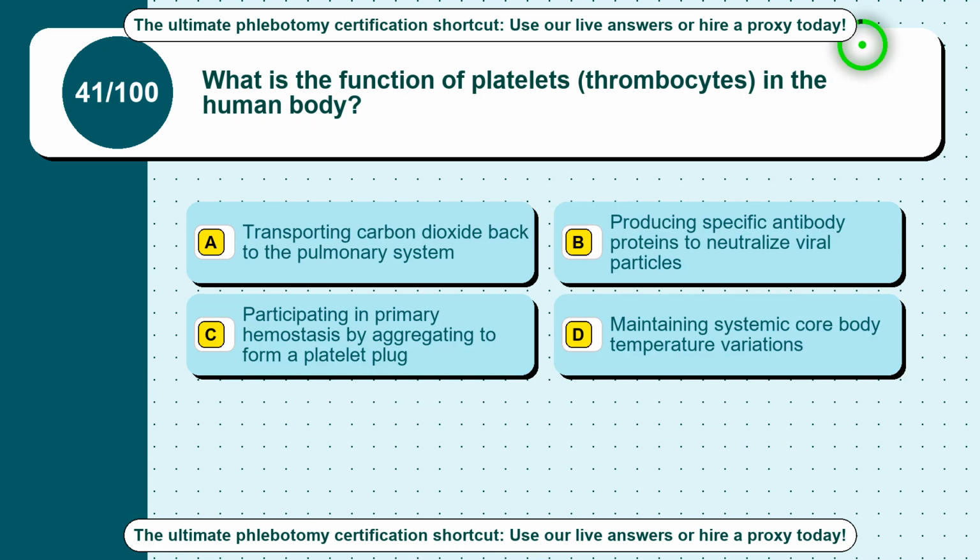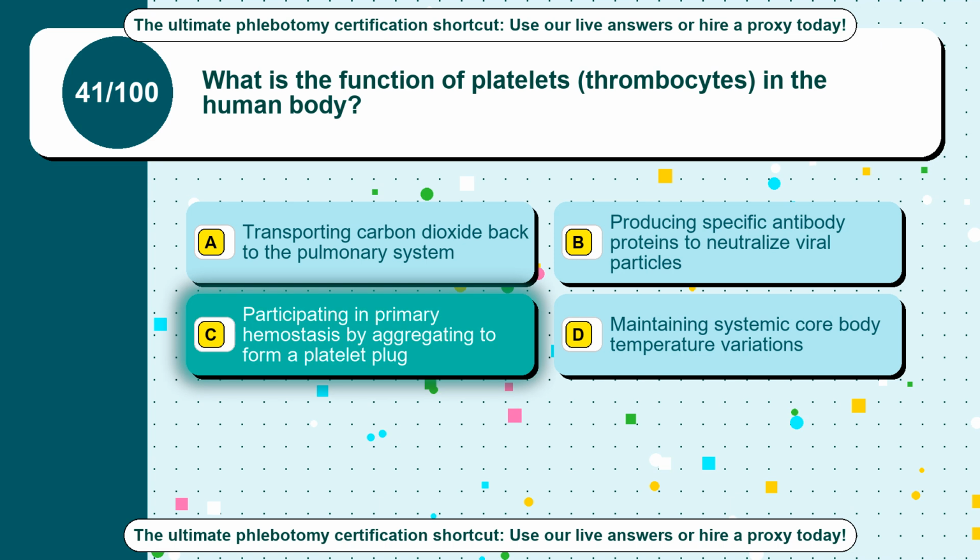Question 41. What is the function of platelets, thrombocytes, in the human body? Option A. Transporting carbon dioxide back to the pulmonary system. Option B. Producing specific antibody proteins to neutralize viral particles. Option C. Participating in primary hemostasis by aggregating to form a platelet plug. Option D. Maintaining systemic core body temperature variations. The correct answer is option C.